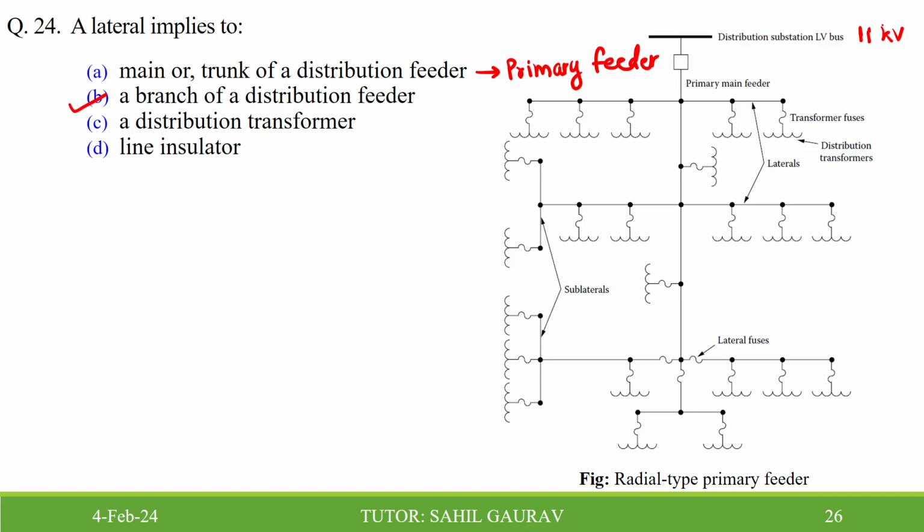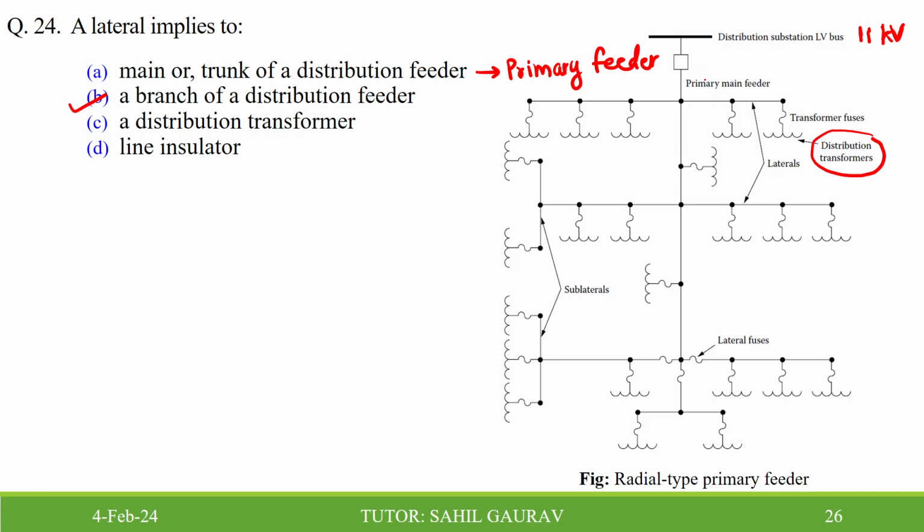Because these distribution transformers convert this voltage level to our utility level voltage. So this is the primary distribution system, operated at 11 kV, and after the distribution transformer we have the secondary distribution system. That is the secondary distribution side, which operates at 400 volt line voltage.